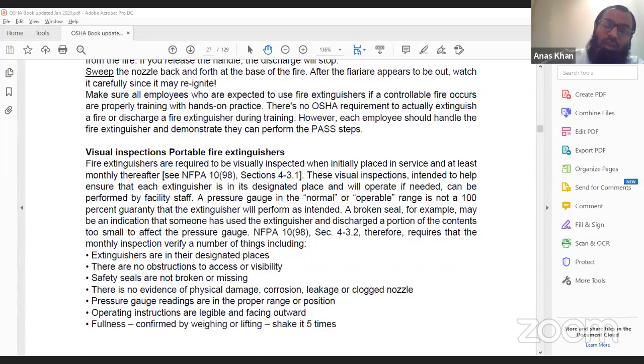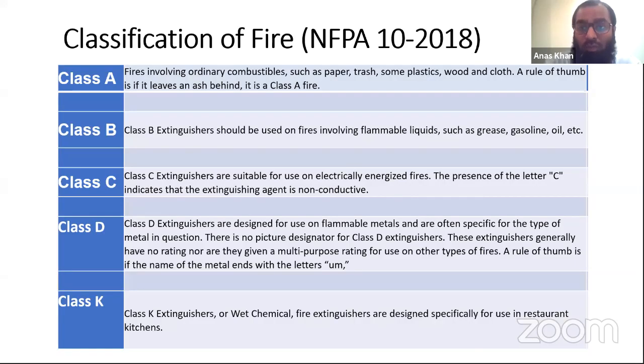This is one thing. Another thing, why we don't have the pressure gauge available on CO2 fire extinguisher? This is my next question to you guys. Anyone? Why we don't have a gauge available on CO2? For the powder, for the water, from the gauge you will know. But on CO2 gas cylinder, there is no gauge. Can anyone tell me why?